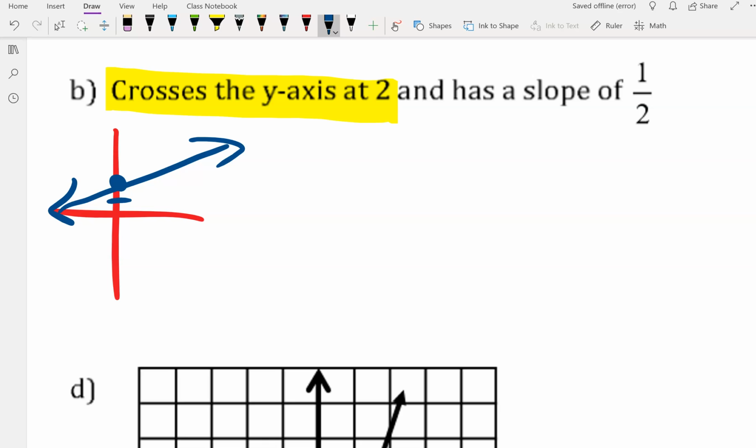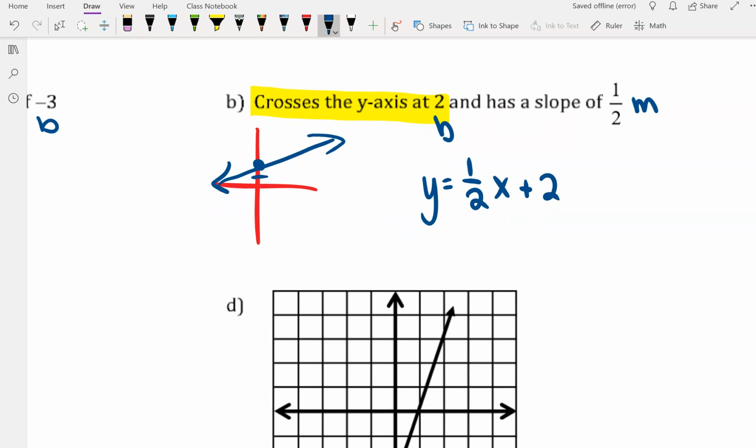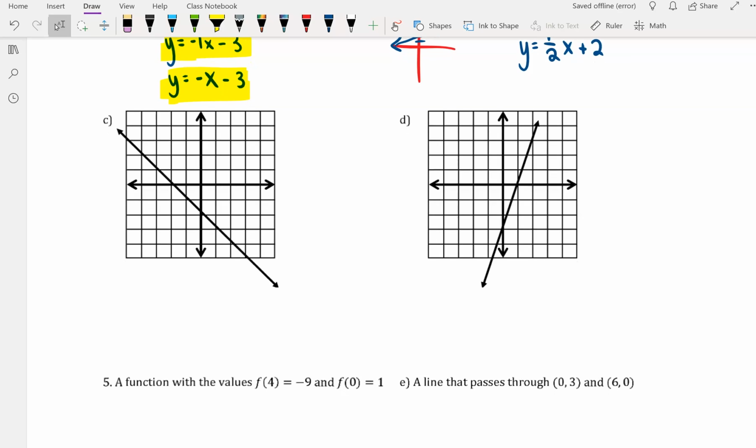It crosses the y-axis at 2, so that's your b, and it has a slope of 1/2, so that's your m. So y equals 1/2 x plus 2. You didn't need to graph it. I just wanted to give a little visual. Almost done, just a few more.